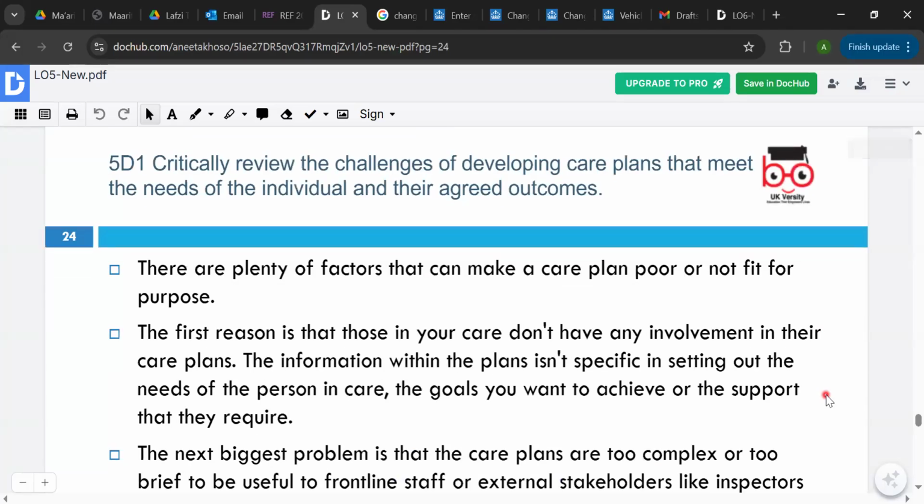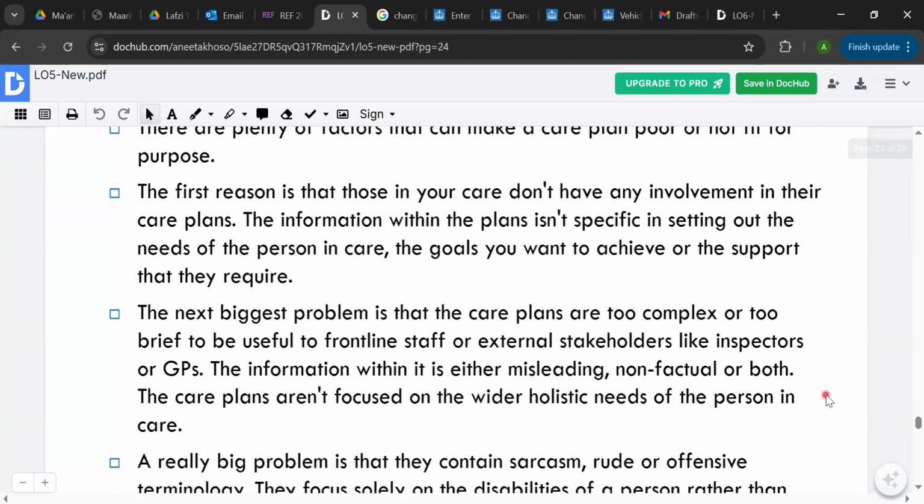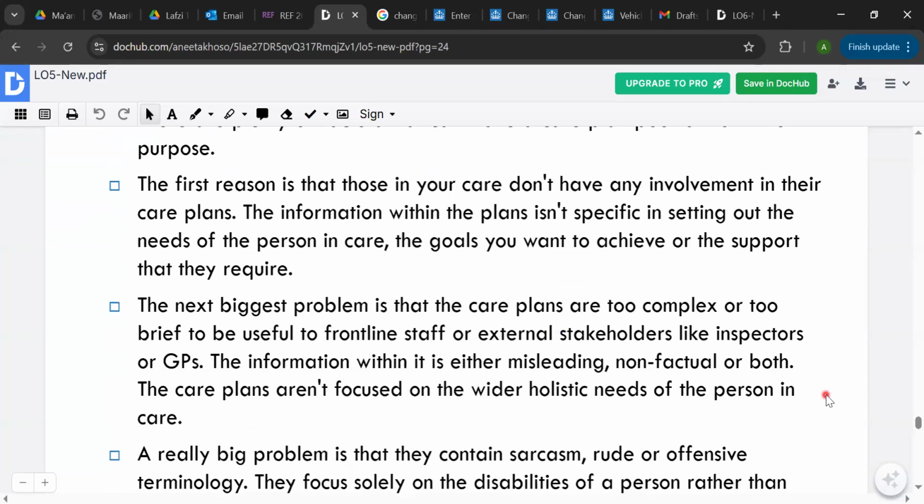Now we go on to critically reviewing the challenges of developing care plans that meet the needs of the individuals and their agreed outcomes. There are plenty of factors that can make a care plan not fit for purpose. The first reason is that the patient is not involved. The information within the plans isn't specific in setting out the needs of the person in care, the goals you want to achieve, or the support that they require.